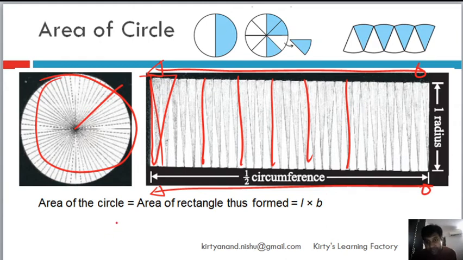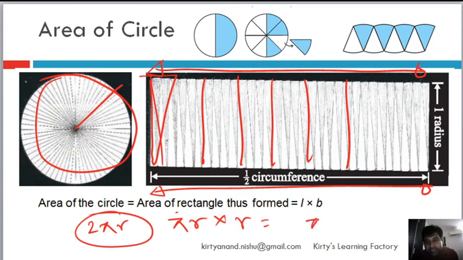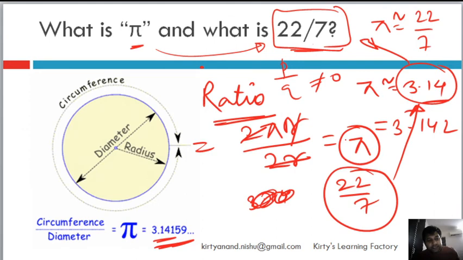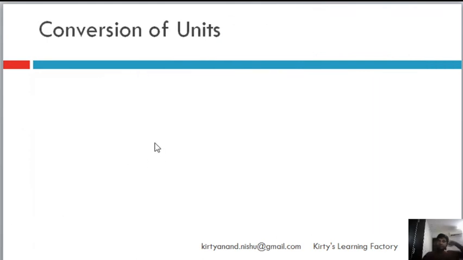And the area of a rectangle is what? Length into breadth. What is the length? Half of the circumference, where 2 pi r is the circumference. So what is half of the circumference? It is pi r. What is the breadth? It is r. So what is the area? Pi r square. That is how we calculate the area of a circle. Fantastic. I am very happy now.